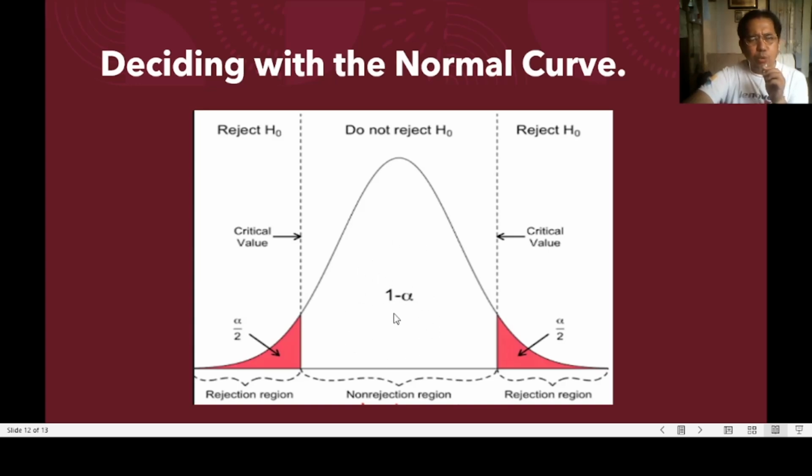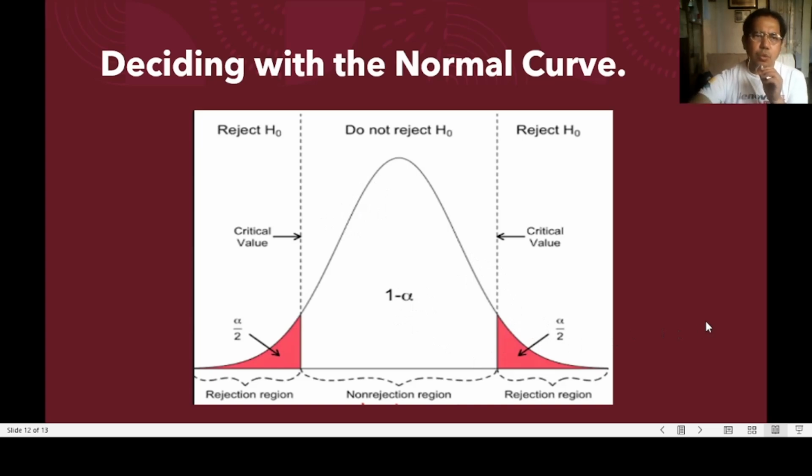And what if the level of significance is 5% and the test is two-tailed? The 5% must be divided into two. So the rejection region at the right is 2.5% and at the left is 2.5%. So that is the normal curve, or the illustration of the two-tailed test regarding the testing of the null hypothesis.